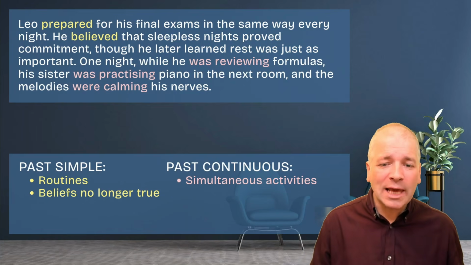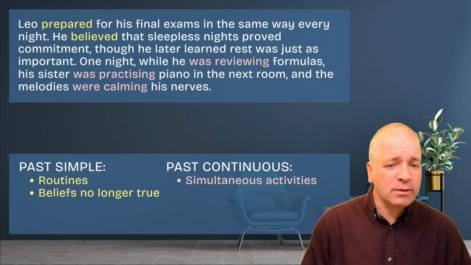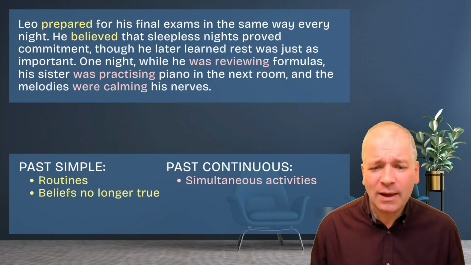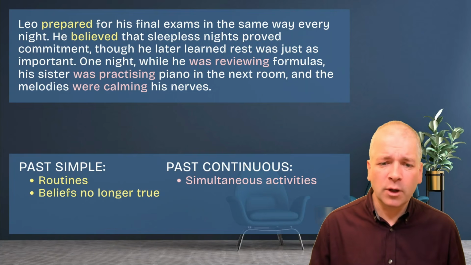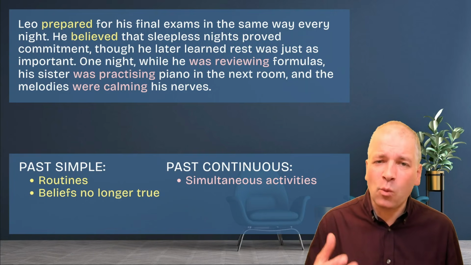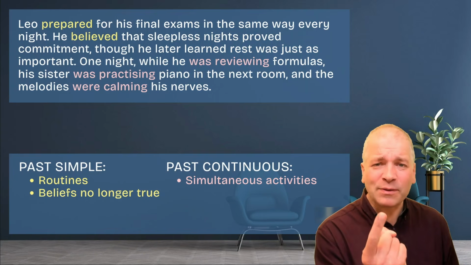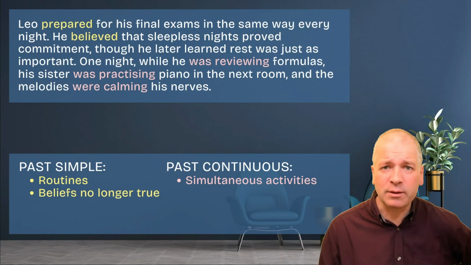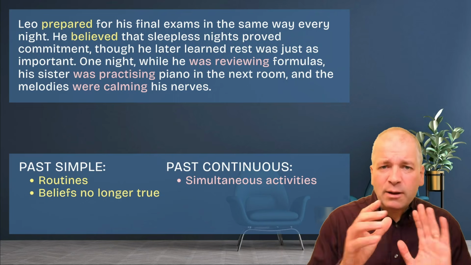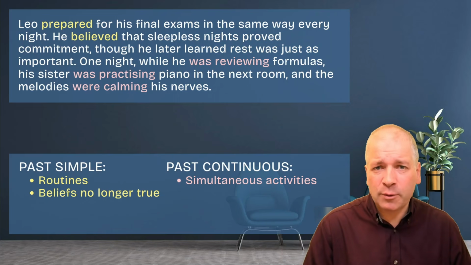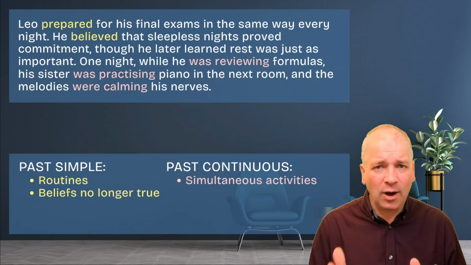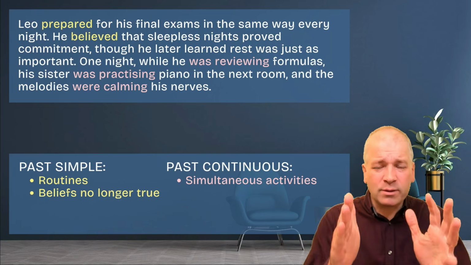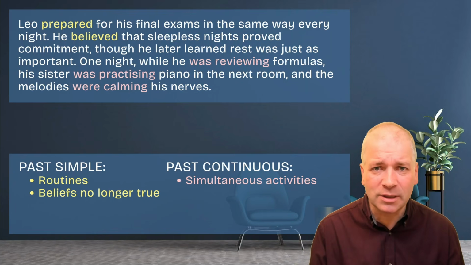One night, while he was reviewing formulas, his sister was practicing piano in the next room and the melodies were calming his nerves. Was reviewing, was practicing, were calming. These all happened at the same time, simultaneously. And that's what we use the past continuous for. When we have different activities, but they're all at the same time. The past continuous keeps you in the same moment.